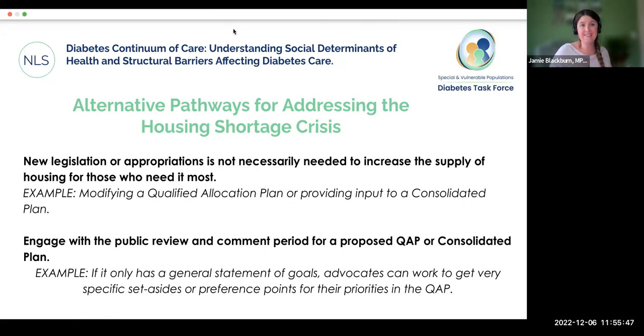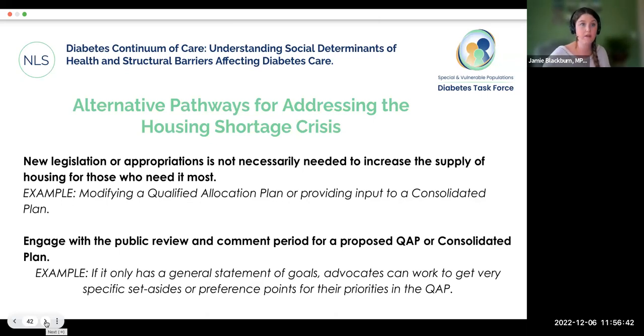Contrary to what might be a common opinion, you don't need new legislation, you don't need new appropriations necessarily to increase the supply of housing in your community. There are ways at the state level that a health center or a group of health centers can come together to advocate and lend their voice. An example of that would be modifying or providing comment on a qualified allocation plan, also known as a QAP, or providing input to a consolidated plan. There's a public review and comment period for both of these things, and it's a time where advocates can weigh in around their specific goals and priorities for how housing resources should be allocated.